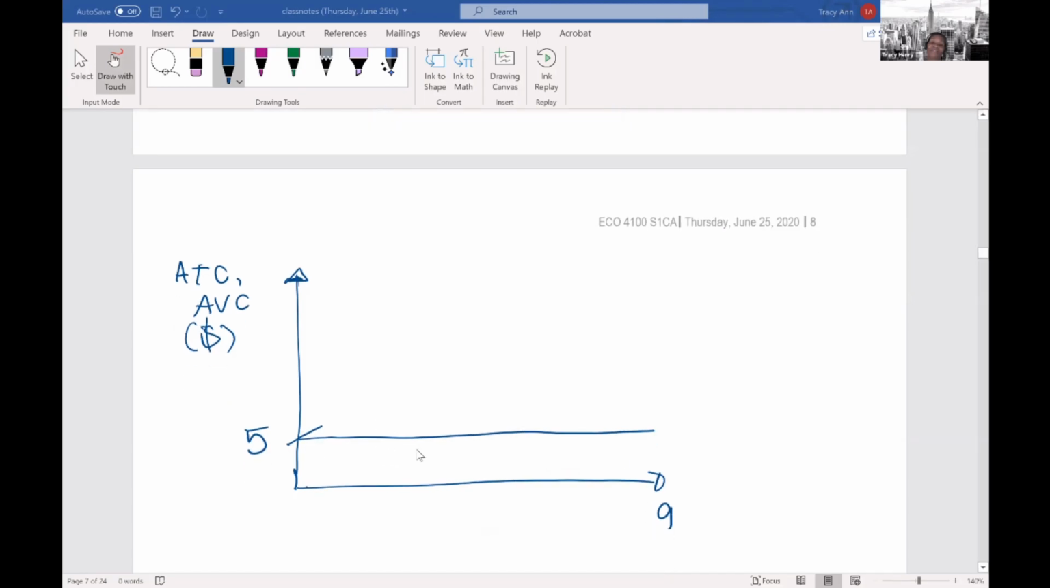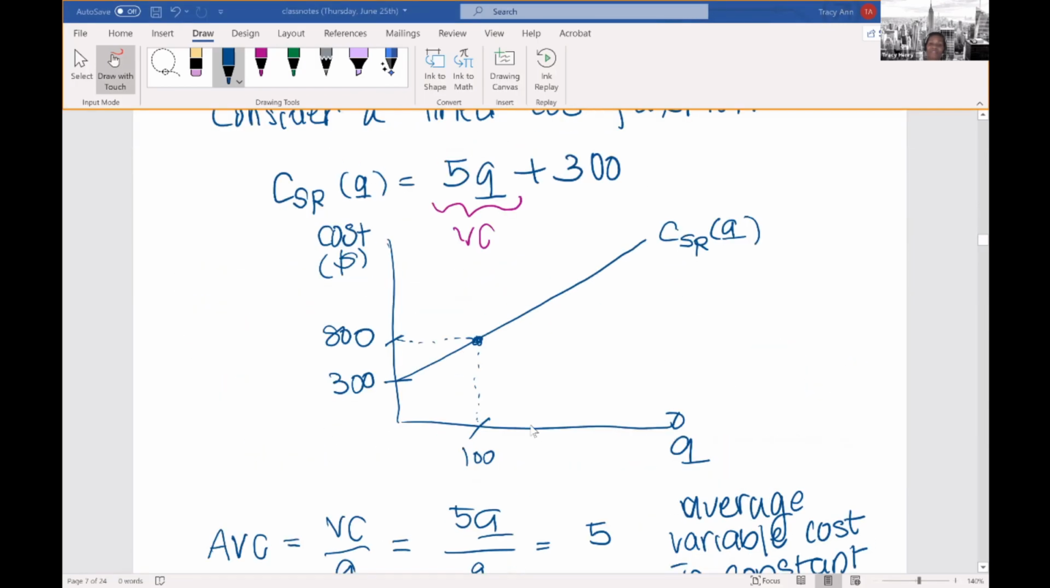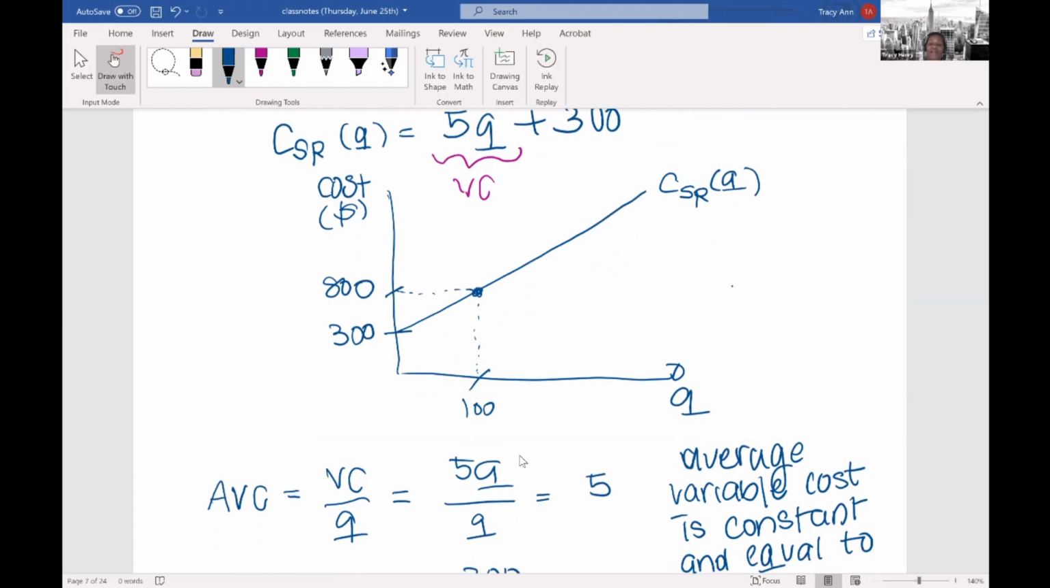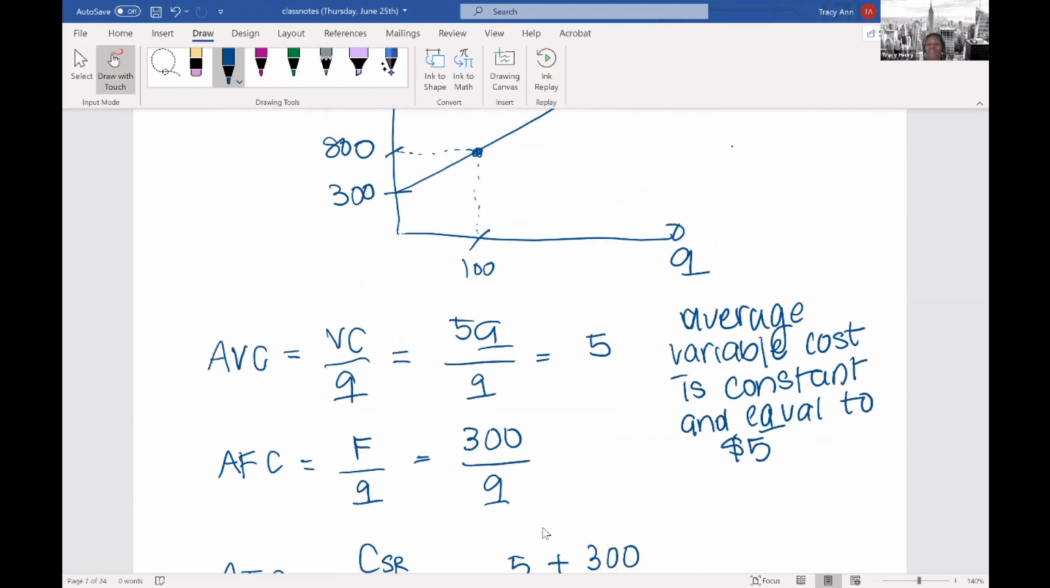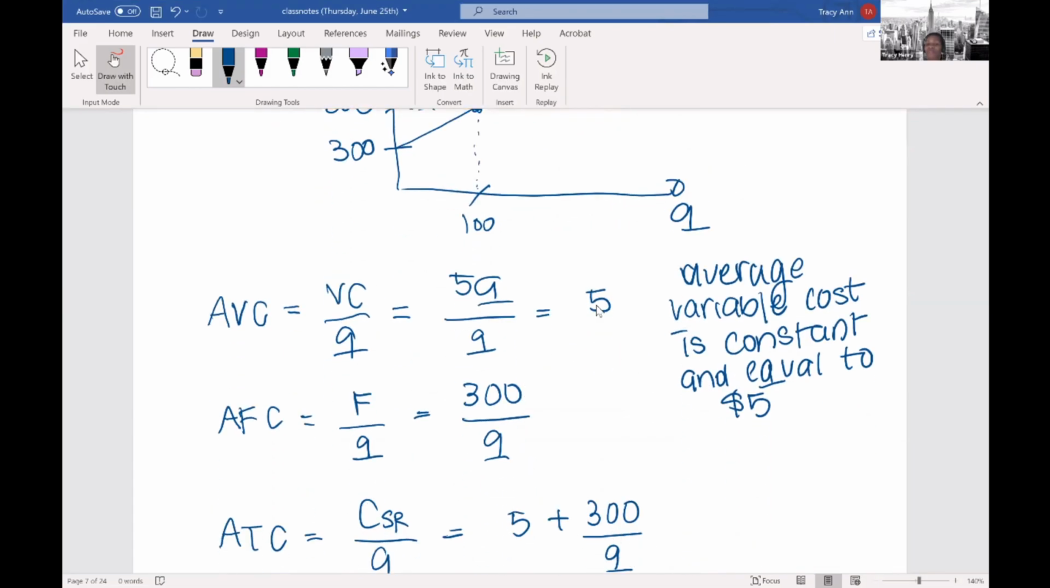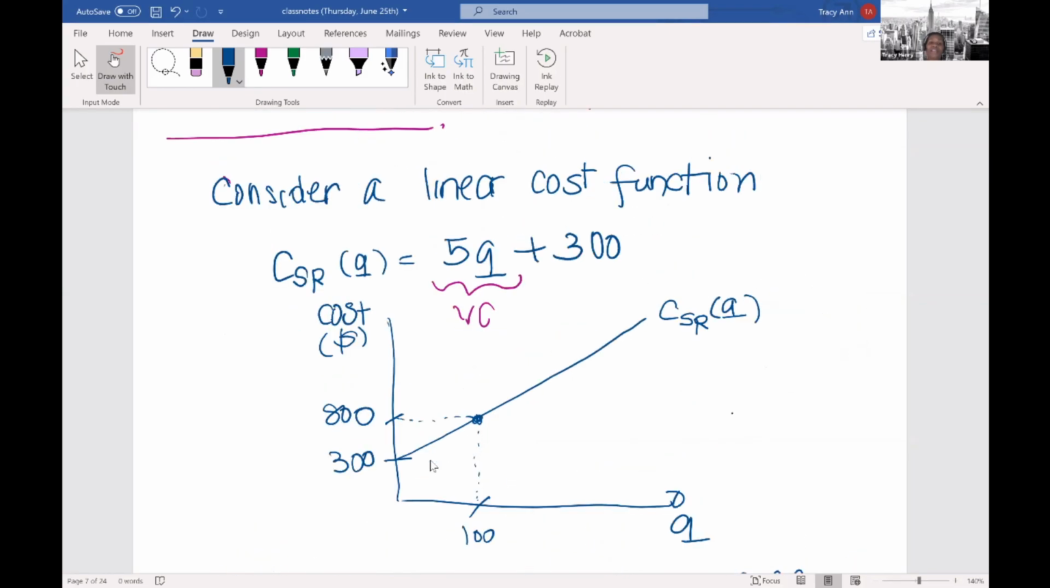But back to what I was saying, if you look at your average total cost, which is 5 plus 300 over Q, and your average variable cost, your average total cost is not equal to your average variable cost. In fact, we can say your average total cost is greater than your average variable cost. As long as you have fixed cost, your average total cost is greater than your average variable cost. And maybe I should say that all the way here.